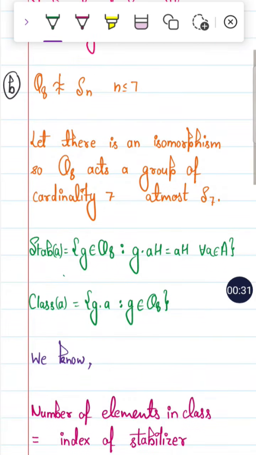Now, let us show that Q8 is not isomorphic to Sn for n less than or equal to 7. If we take this, we want to prove this. Firstly, we take the action of Q8 on a set of cardinality 7, S7. Act means that there is an action, right? It is the map phi, sigma type. So when we take a map, there exists an image set, a pre-image set and the kernel of the function, right?